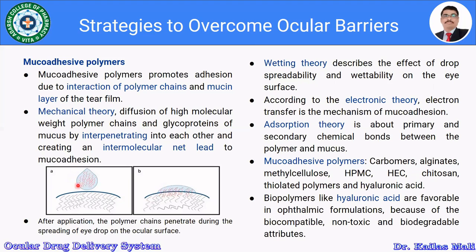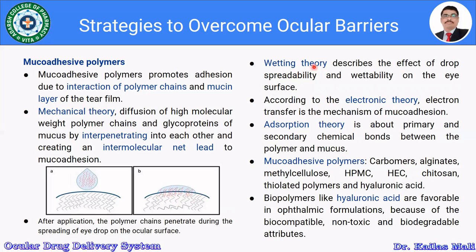So this is the formulation which contains the polymer. This is the cornea and the tear film. There is a diffusion of high molecular weight polymer chains and the glycoprotein of mucus, interpenetrating into each other by creating an intermolecular net, which leads to mucoadhesion. So due to the interpenetration of the polymeric chains into the mucin chain, there is mucoadhesion.